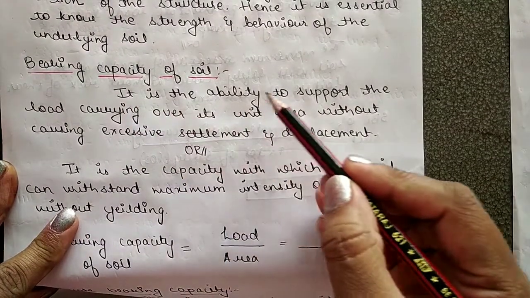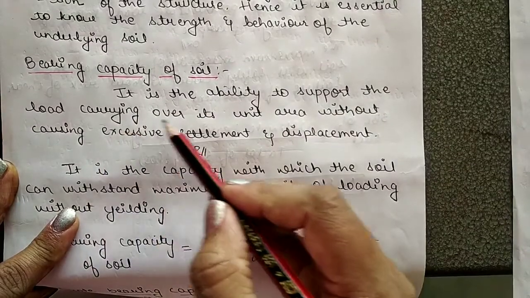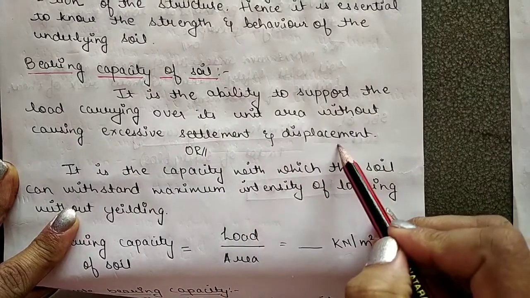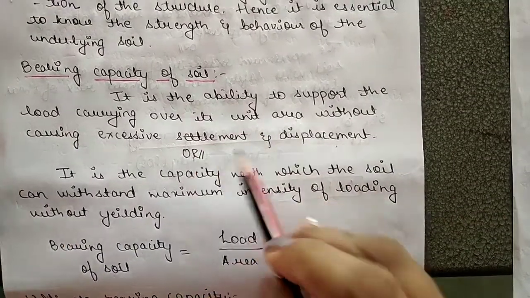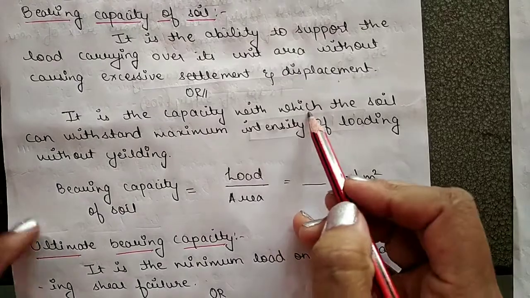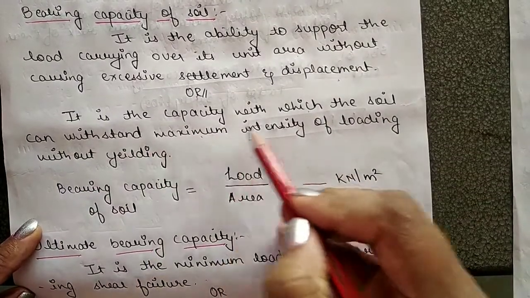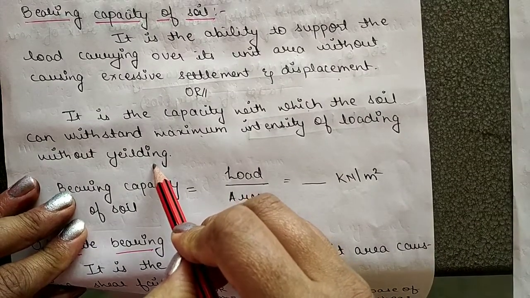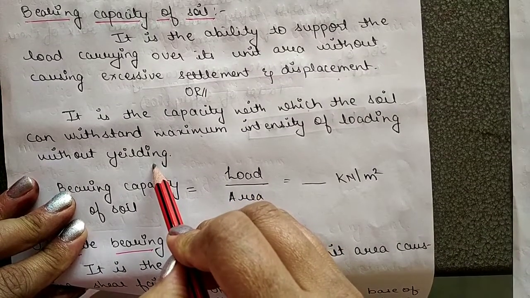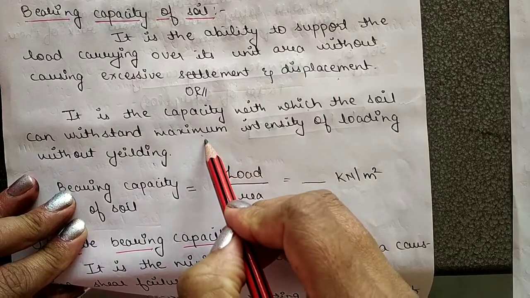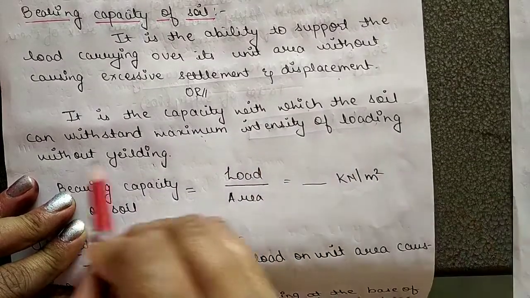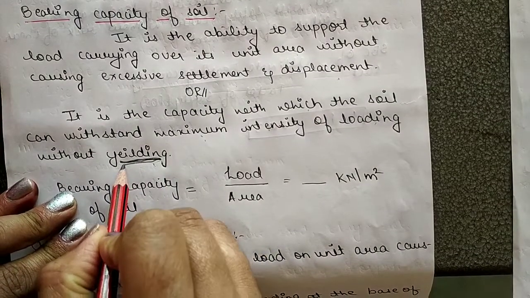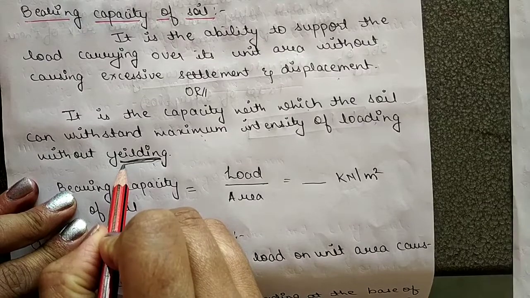It is the ability to support the load carried over its unit area without causing excessive settlement and displacement. Or it is the capacity with which the soil can withstand maximum intensity of loading without yielding. Which means it is the capacity of the soil which will bear the maximum load without yielding. Yielding means without any settlement or displacement, without any change of shape.